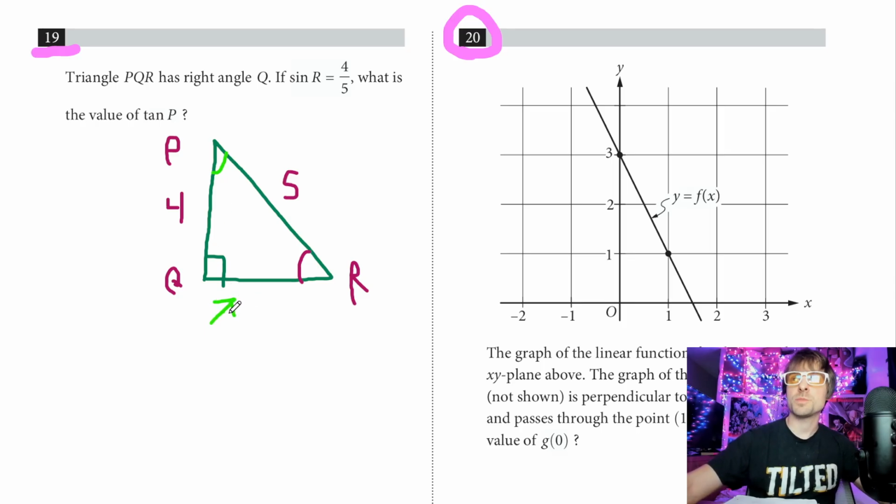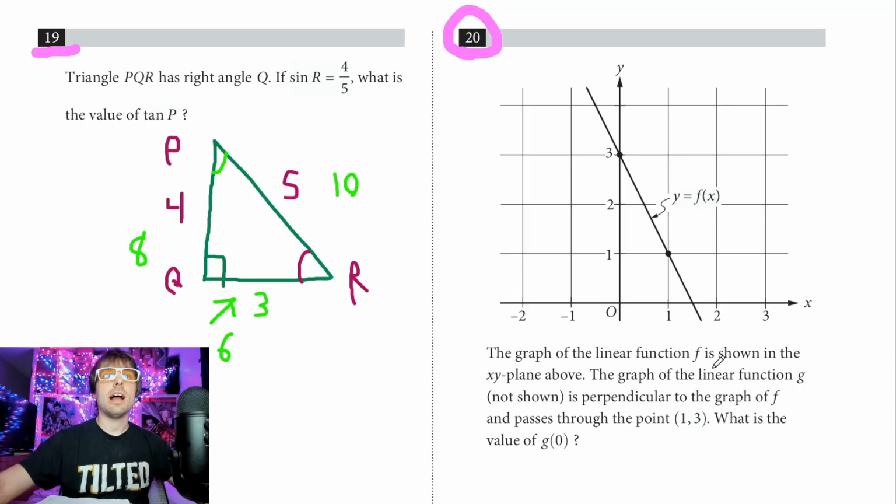remember one of the most popular triangles, and that is your 3, 4, 5 triangle. So just remembering that, not only 3, 4, 5s, but multiples of 3, 4, 5. That means if you had a triangle that was like 6 and 8, you would know your other side is 10, etc. But finally, tan of P is just going to be opposite over adjacent, or 3 over 4.